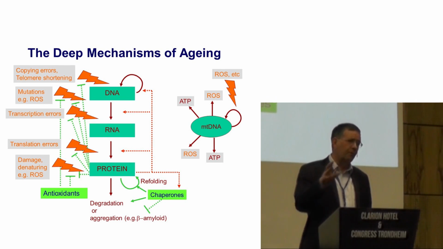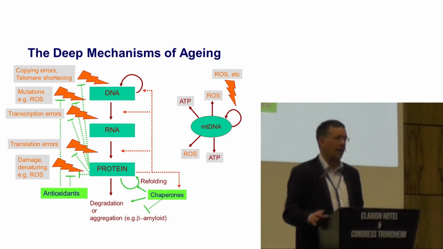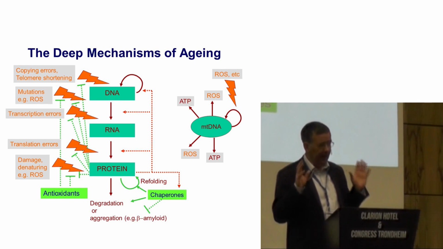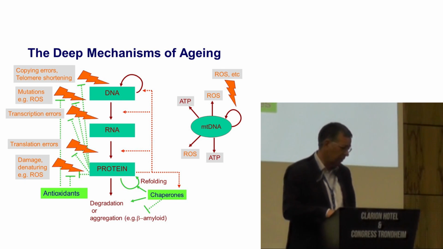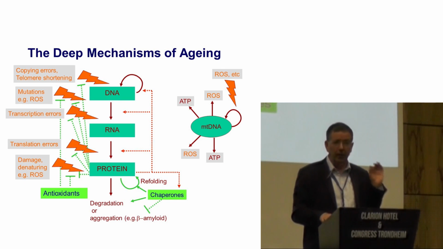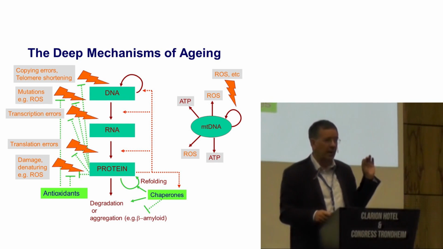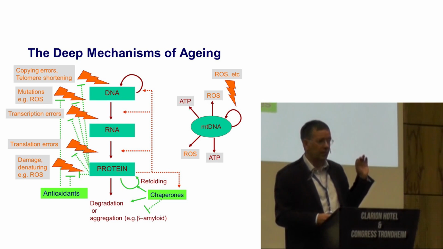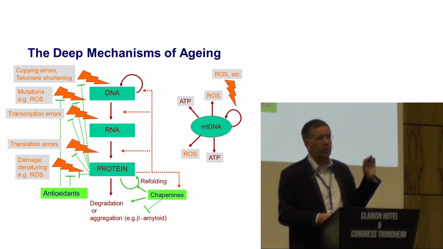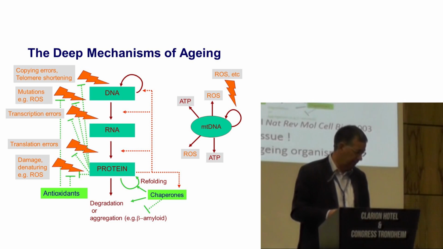The mitochondria don't fit within the neat sort of schema of the left-hand side, although they are connected in very important ways, as I'll show you in a moment. But the mitochondria are important, number one, because that's where the energy comes from that powers everything else, and number two, because they're also the major intracellular source of reactive oxygen species, which is an important contributor of damage.